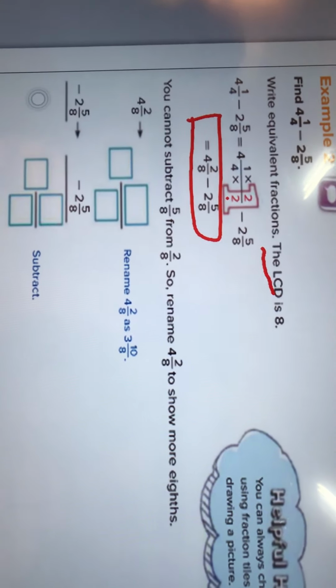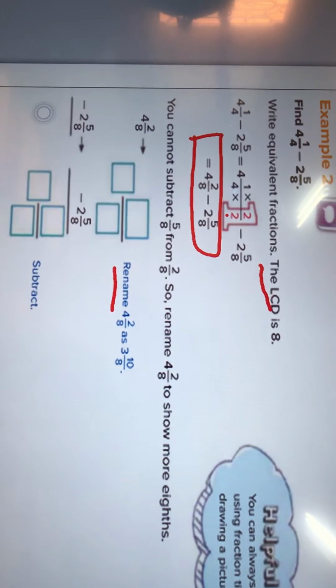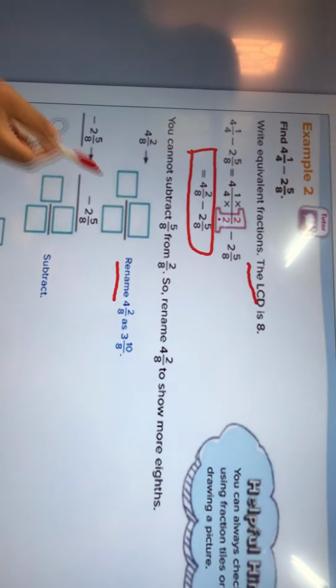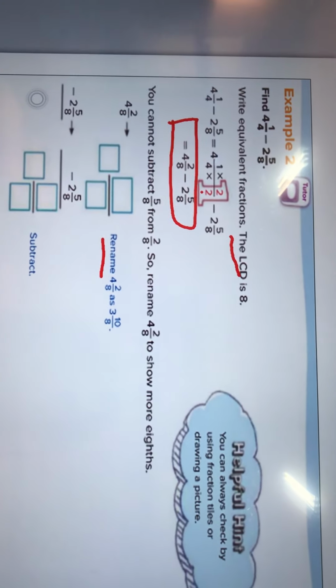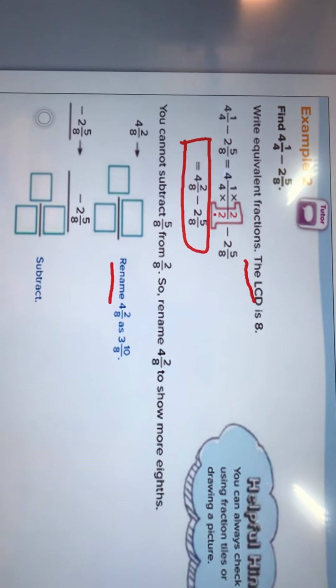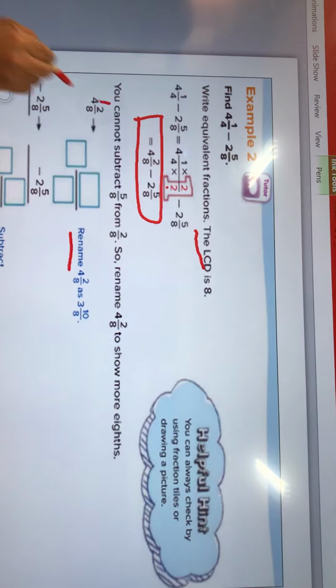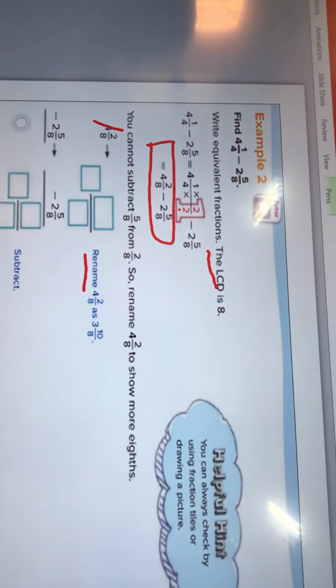Yes, borrow. We have to borrow, or regroup. It's called rename. We have to borrow 1 from the whole. See here, rename, to borrow 1. You cannot subtract 5 out of 8 from 2 out of 8, so rename 4 and 2 out of 8 to show more eighths. How do we rename, as we learned before? We borrow 1 from 4. Take 1 from 4 becomes, yes, 3.